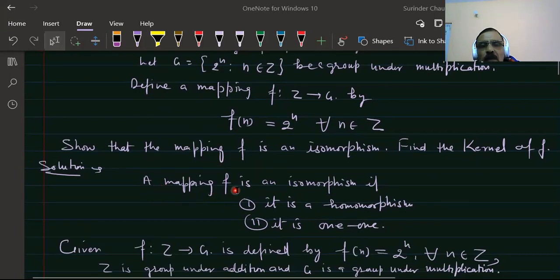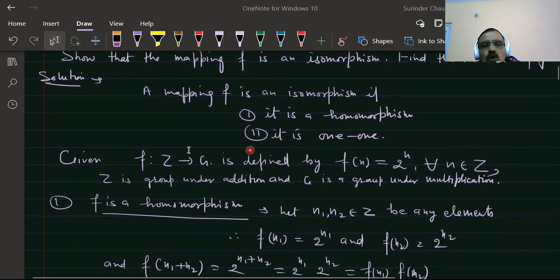We have to show that f is an isomorphism. For that, we show that f is a homomorphism and f is one-one. Third, we have to find the kernel of f. Given is f, a mapping from Z to G, where Z is the set of integers under addition and G is the set of 2 to n, n an integer, defined by f of n equal to 2 to n for all n belonging to Z.